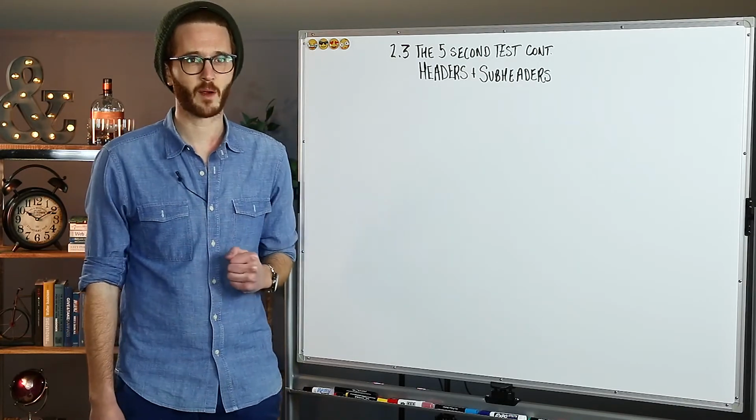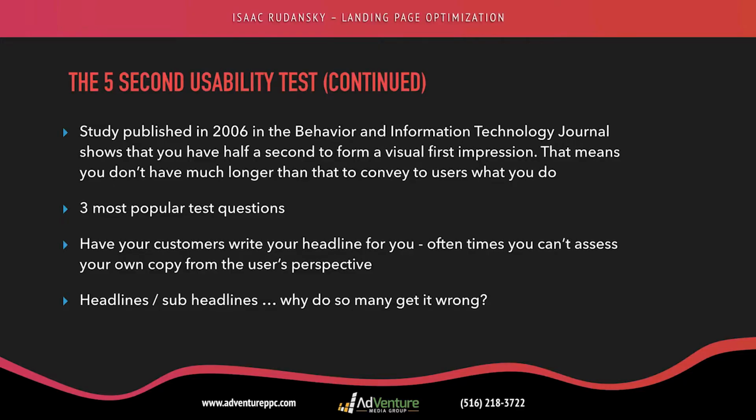So let's just jump into the slides real quick. Getting back into the background of the 5-second usability test, a very quick refresher. In a study published in 2006 in the Behavior and Information Technology Journal, the results showed that it takes users just half a second, 500 milliseconds, to form a first impression of your brand from landing on your site. That's an incredibly short amount of time. That means you don't have much time to convey to them what you do. So we'll multiply that by 10 and give you 5 full seconds to express to your users what you do.